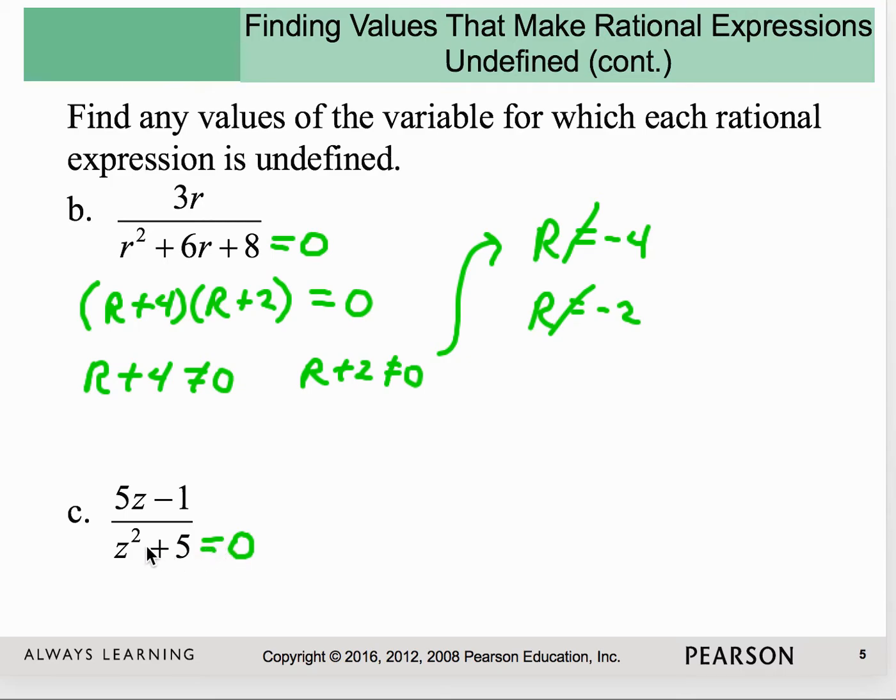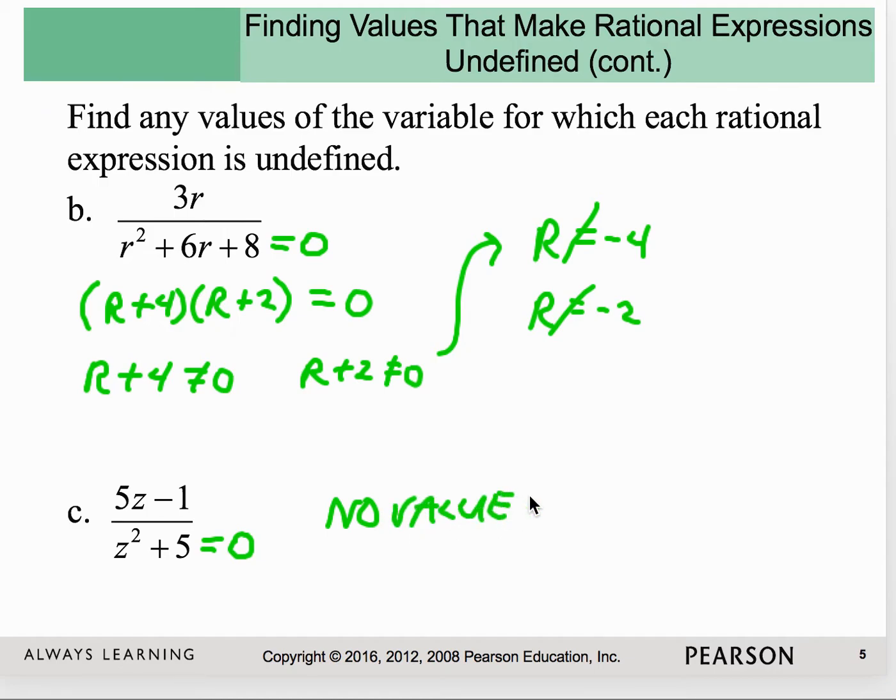That's going to happen every time you have the sum with something squared, right? Because you'll have a positive number plus a little bit more. Okay, so there are no values that make this undefined. No values make it undefined.